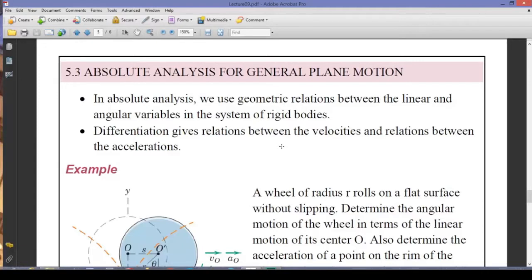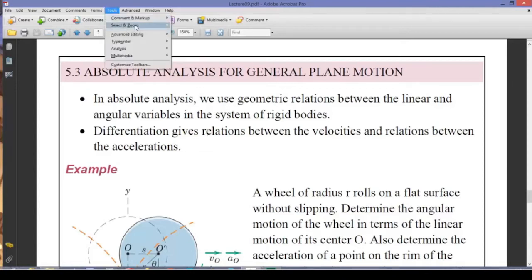In this analysis, we use geometric relations between linear and angular variables of rigid bodies. There can be more than one rigid body indeed, and then that would be called the multi-body analysis. And the differentiation of these relations will provide us with the velocity and acceleration level relations in between these velocities. A good example to this would be a planar robotic system.